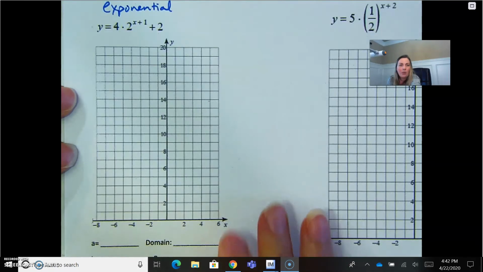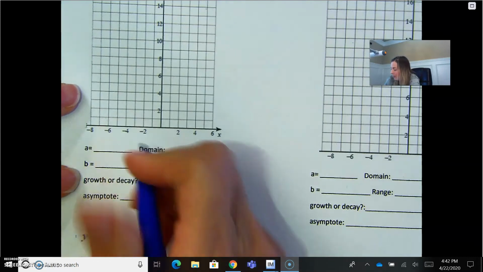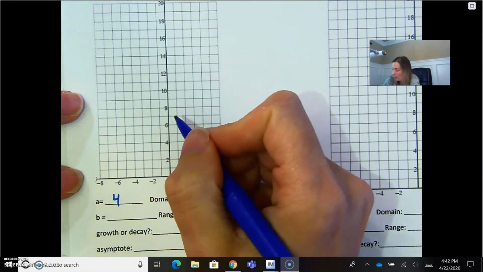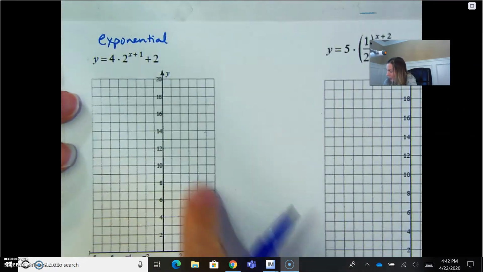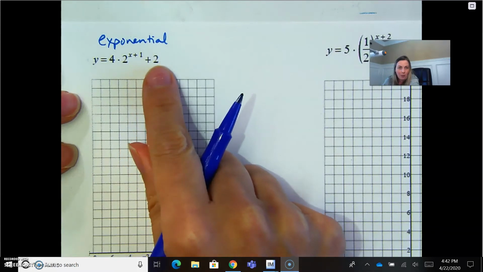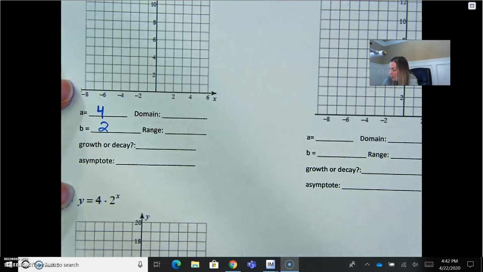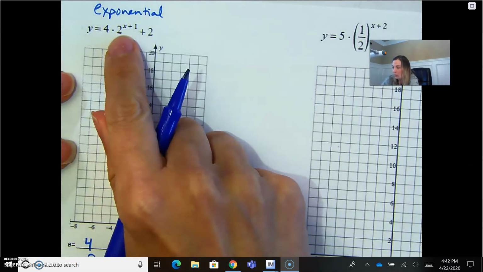All right, so exponential functions, your a is going to be your initial value, right? What is it starting with? It starts with a 4. So on the y-axis, that's going to be where we're starting at. Ooh, but just kidding. There is a transformation of +2 here, so let's hold our roll. The b is the base, right? It's changing by a base of 2.